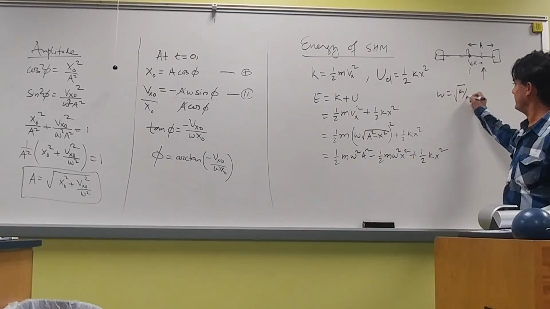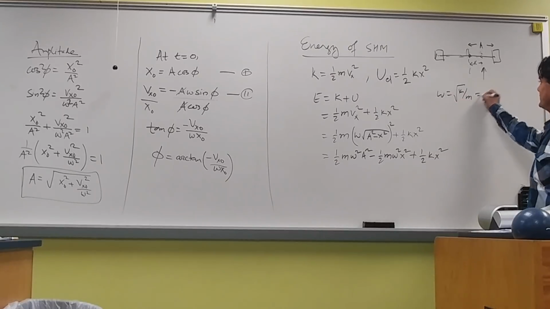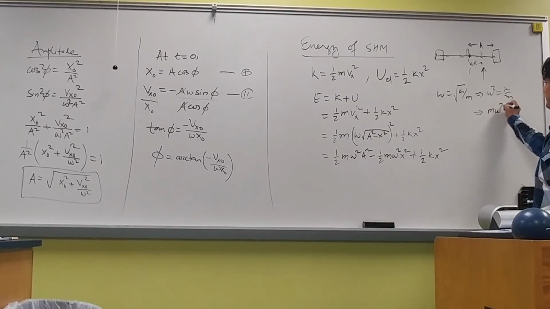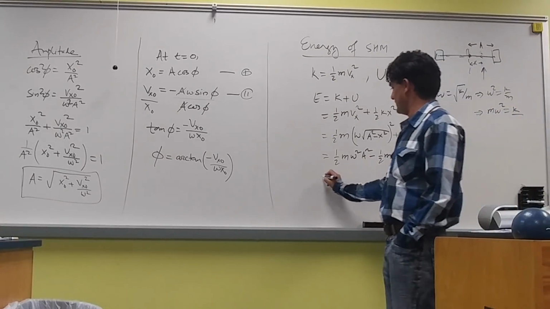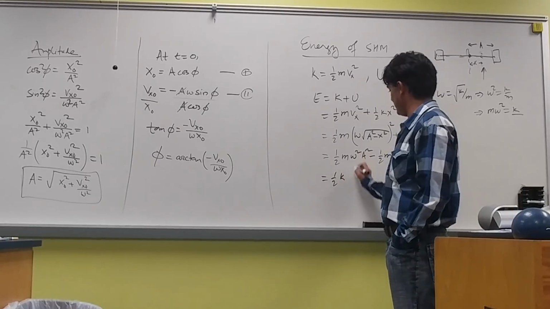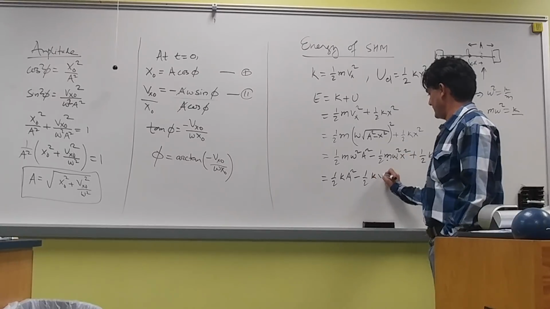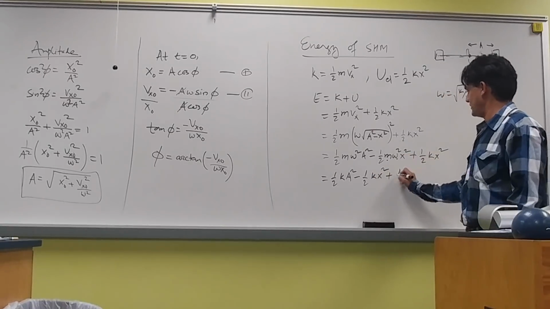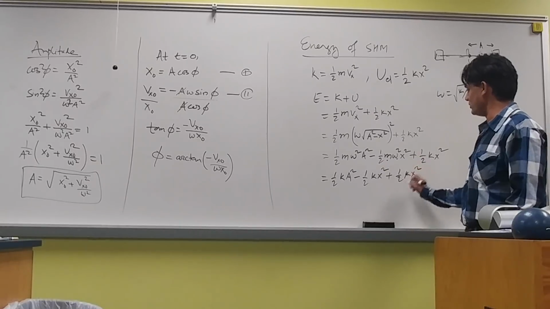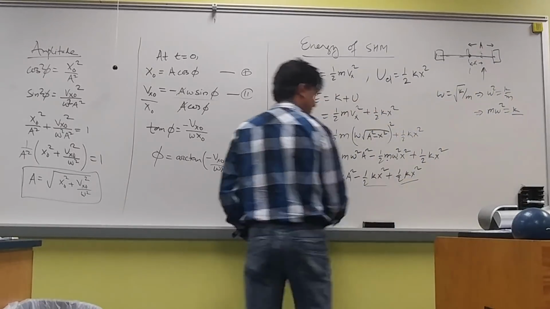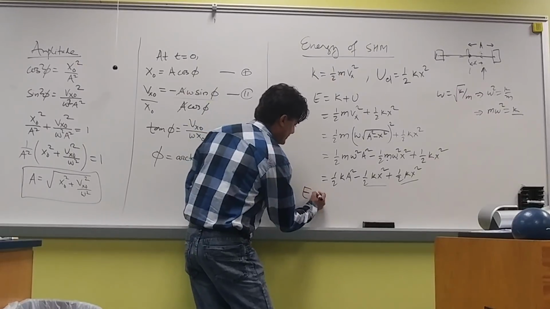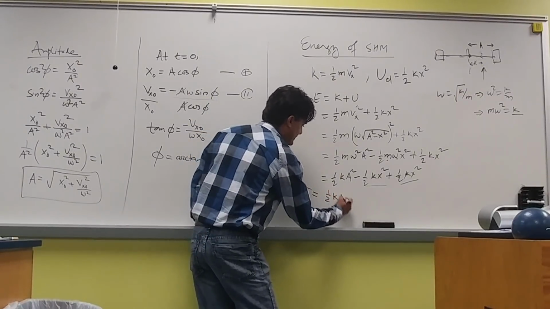K over m. Very good. So omega square is k over m. This implies m omega square is k. So in place of m omega square, I can write k. So this will be 1/2 k a square minus 1/2 k x square plus 1/2 k x square. Look at the cool thing. So this is gone, plus and minus. So I'm left with total energy is 1/2 k a square.